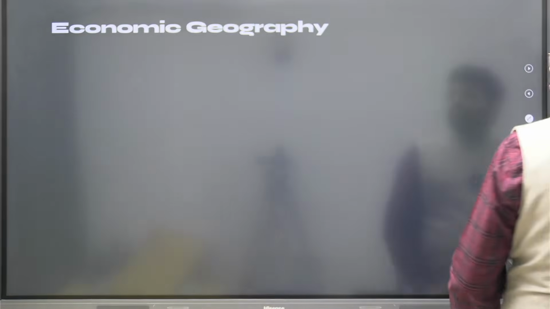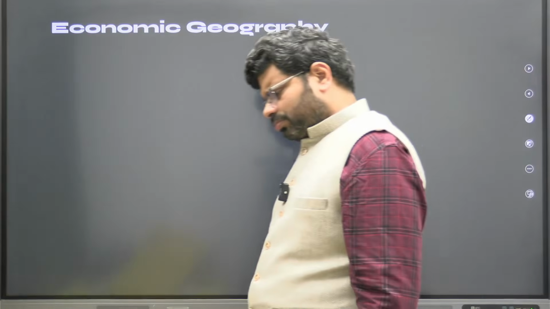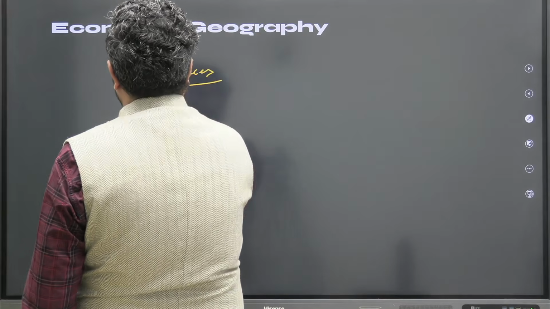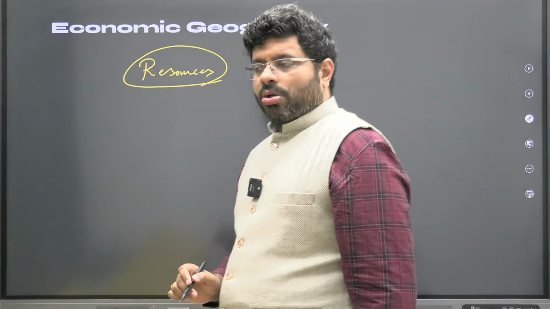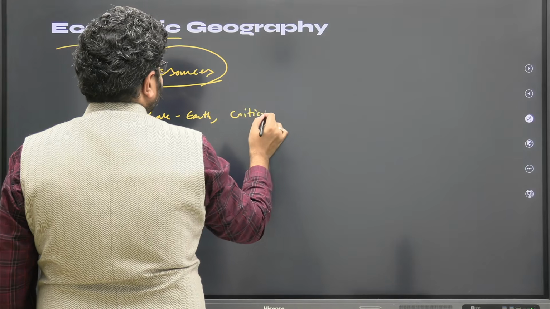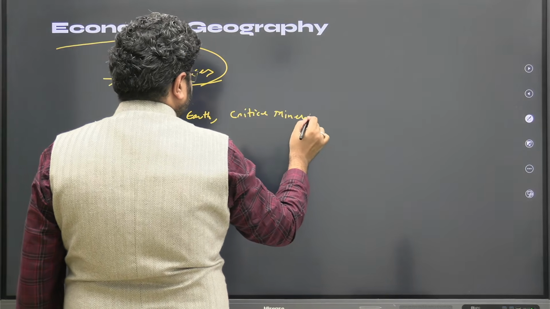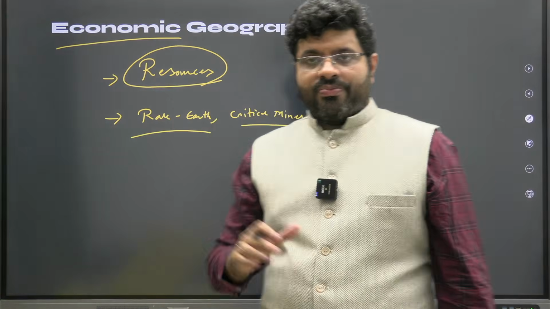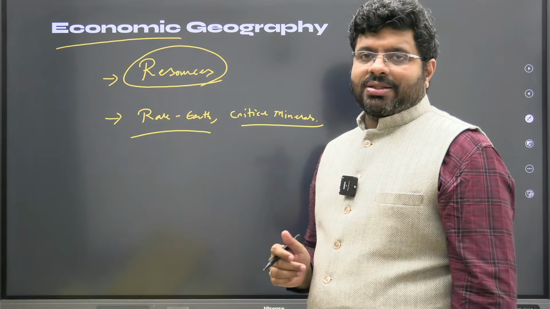Then economic geography. You can pick and choose the other aspects. In economic geography, especially how resources are being used. You talk about those economic aspects, the rare earths, the critical minerals which are being used in the present era, right? So the trend is towards renewable energy. What are the minerals for renewable energy? You can focus on the minerals.